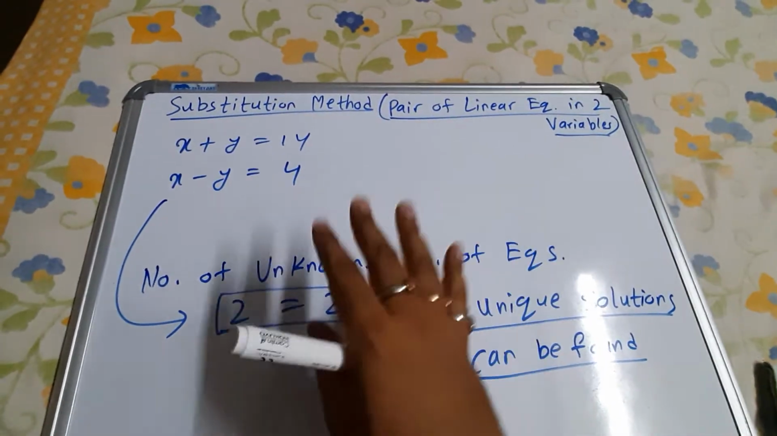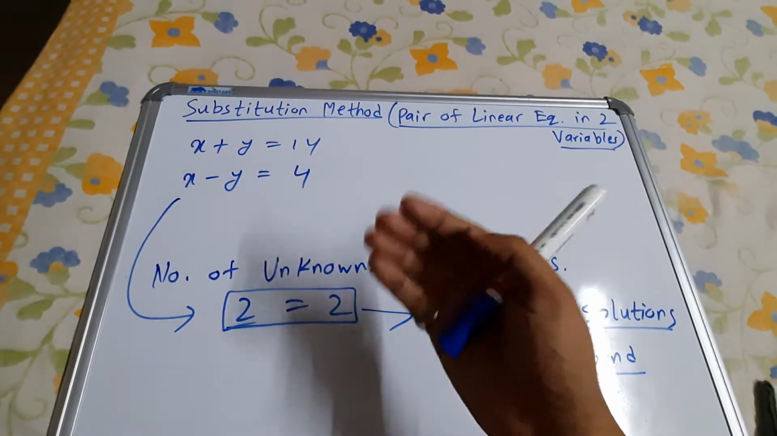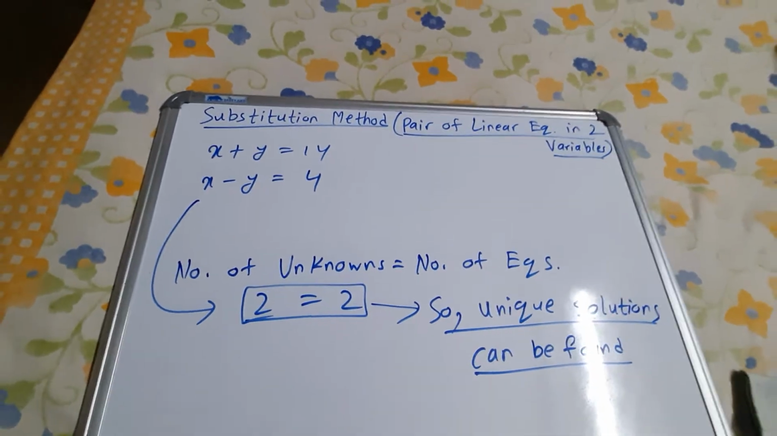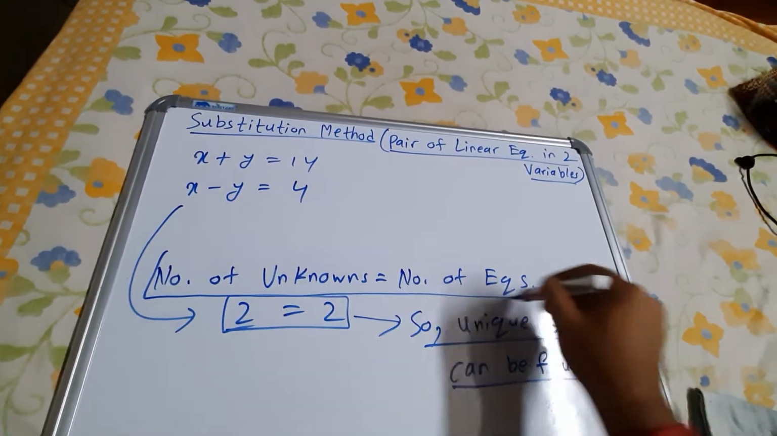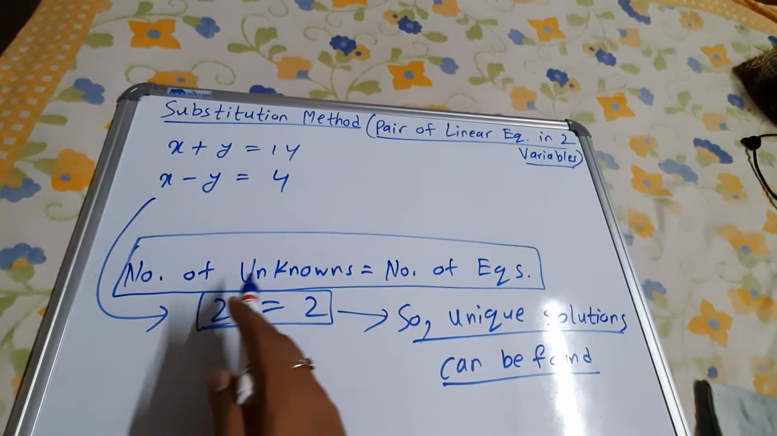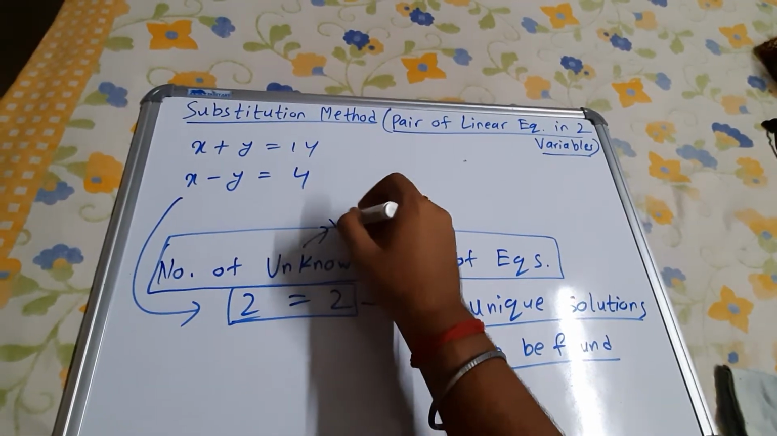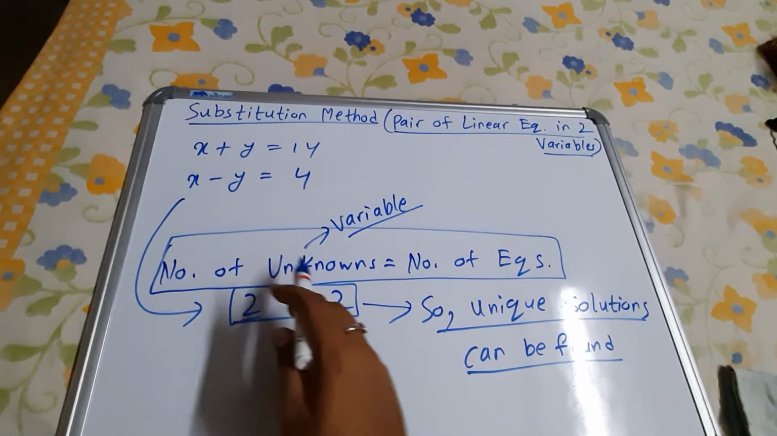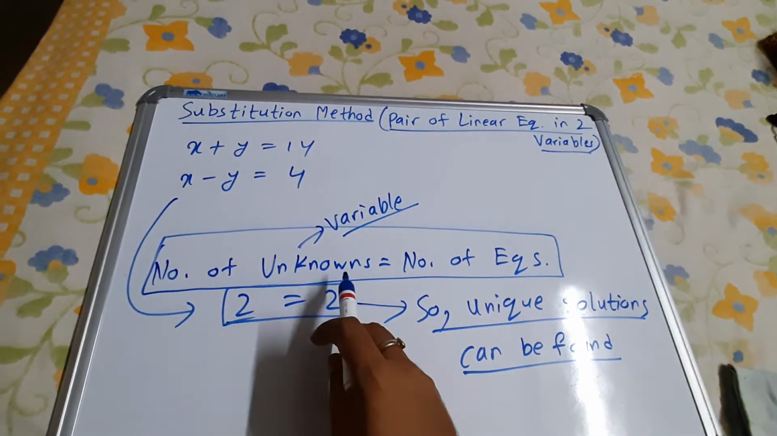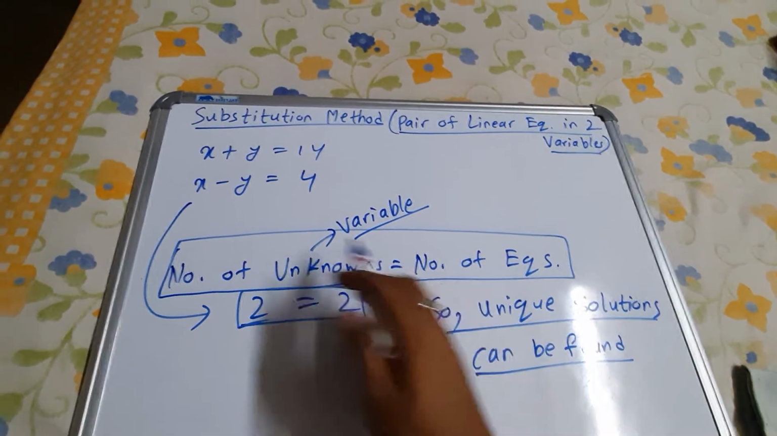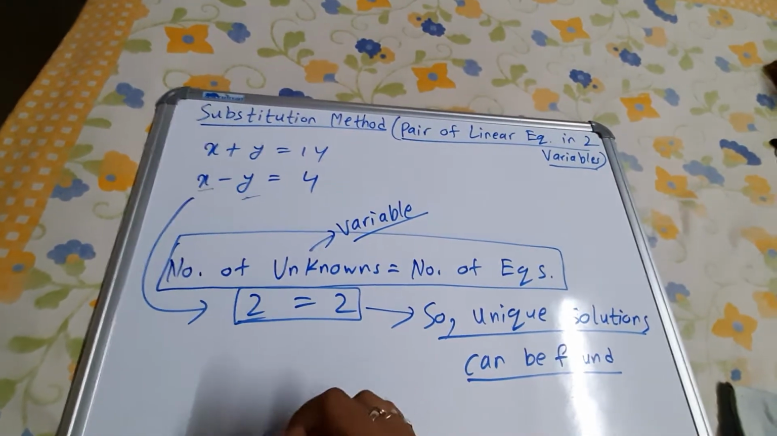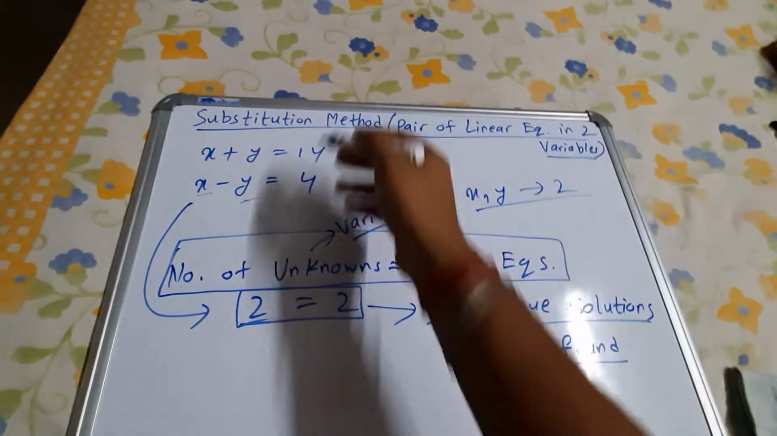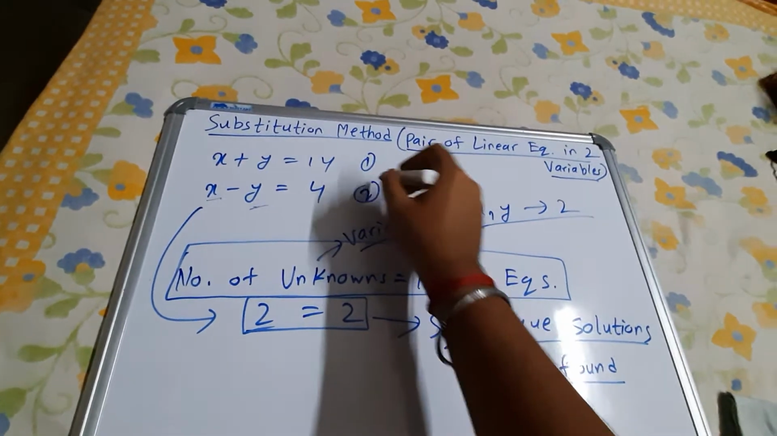So whenever you get this type of questions to solve some linear equations in some number of variables, the only thing that you have to take care about is this rule. Number of unknowns, or you can also say variables, unknowns can also be called variables, must be equal to the number of equations. Over here, x and y, how many variables? Two variables. Now how many equations are there? 1 and 2. See, two equations.